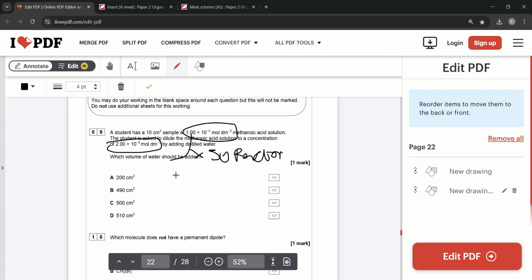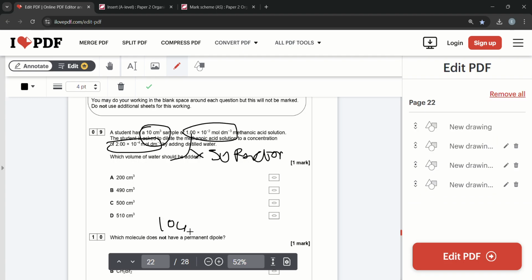So surely we add 500 centimeters cubed? No, because the original is 10 centimeters cubed. So how do we go from 10 centimeters cubed to 500 centimeters cubed? We have to add 490 centimeters cubed.